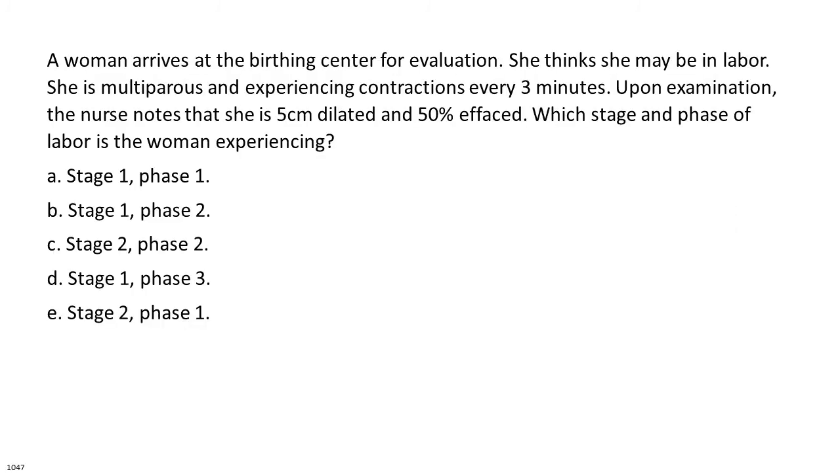A woman arrives at the birthing center for evaluation. She thinks she may be in labor. She is multiparous and experiencing contractions every 3 minutes. Upon examination, the nurse notes that she is 5 centimeters dilated and 50% effaced.